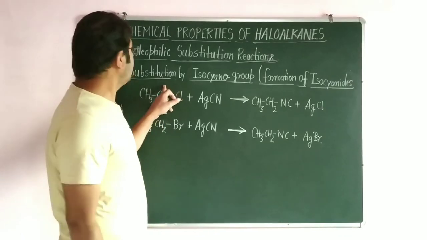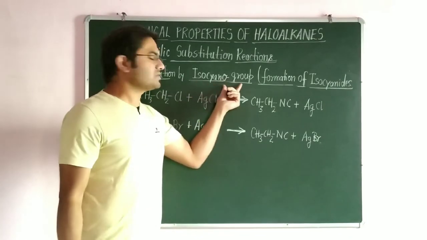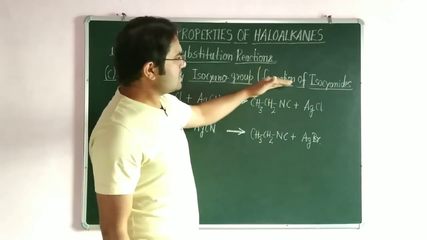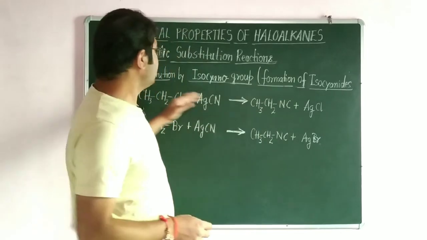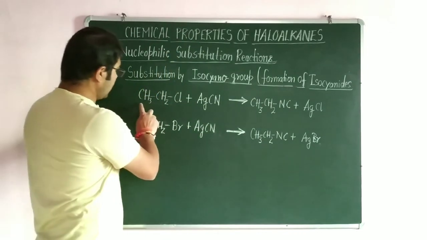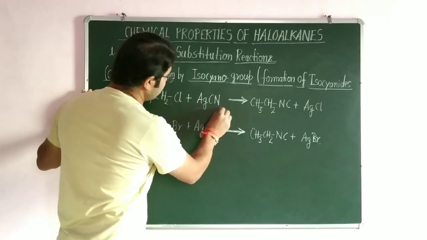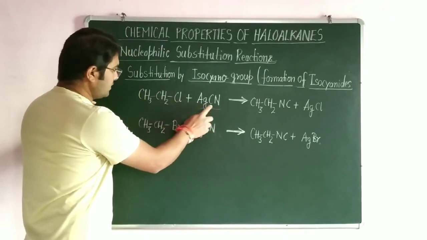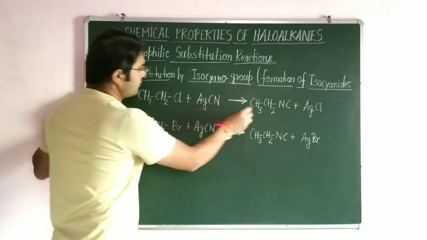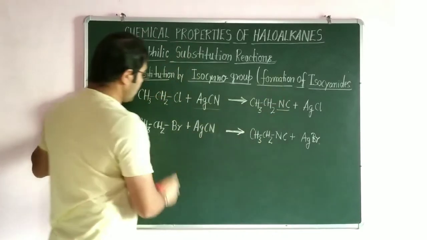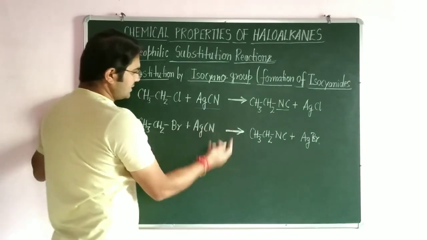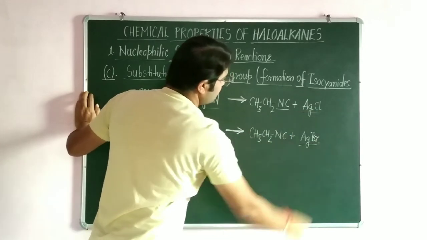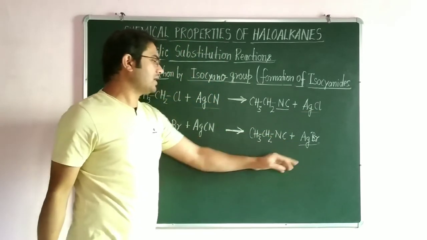Now the next substitution is by isocyano group, and that is known as formation of isocyanides. That is just the opposite of cyanide, the previous case. Here haloalkane is treated with a specific reagent, silver cyanide, AgCN. When CH3CH2Cl chloro derivative reacts with AgCN, it forms CH3CH2NC. And similarly when bromo derivative reacts with AgCN, it forms CH3CH2NC. Here the byproduct is AgCl and here the byproduct is AgBr.